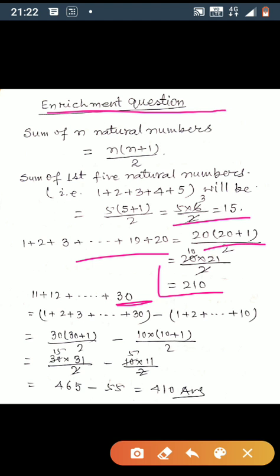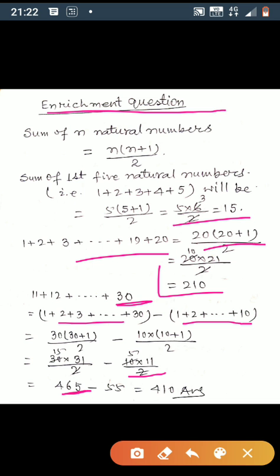Now find the sum of 11 plus 12 plus dot dot plus 30. How can we find it? It can be written as: first of all, (1 plus 2 plus 3 plus dot dot plus 30) minus (1 plus 2 plus dot dot plus 10). The sum of 1 to 30 equals 30 multiply 31 by 2. 30 divided by 2 equals 15. 15 multiply 31 equals 465.